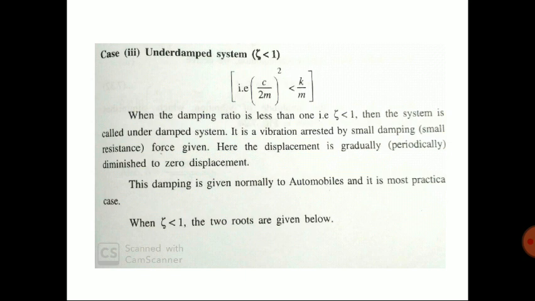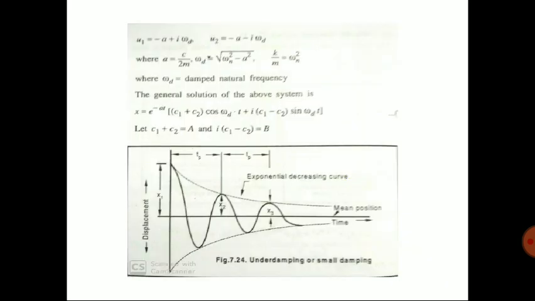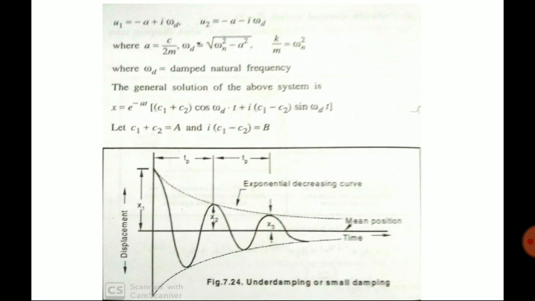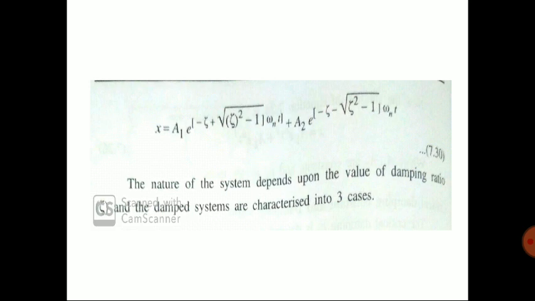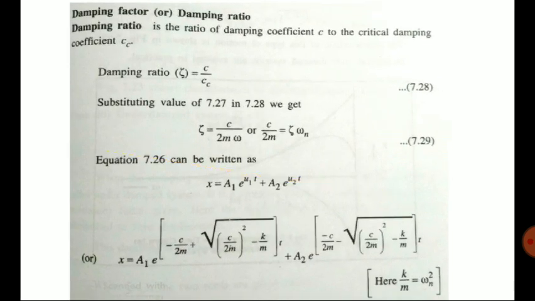Okay, and here you can see that in almost all automobiles we are using an underdamped system. Underdamped means the magnitude of vibration is low. C by 2m less than K by m means the amplitude of vibration is very low. And if C by 2m is less than root K by m, the value inside the root becomes negative.